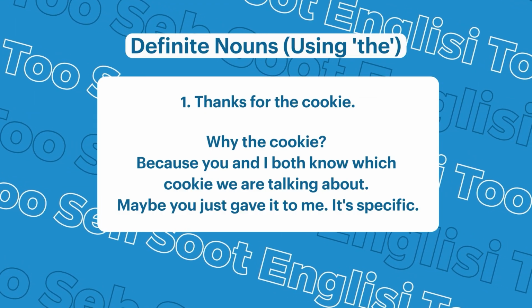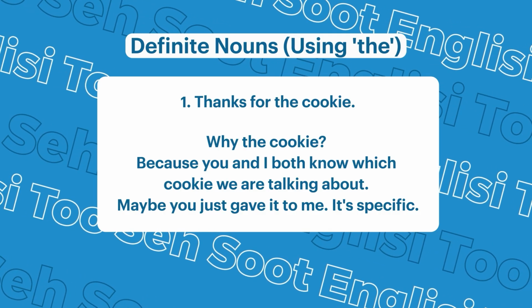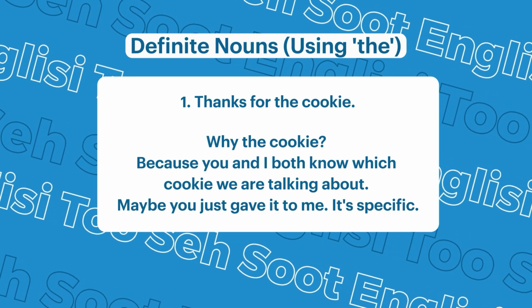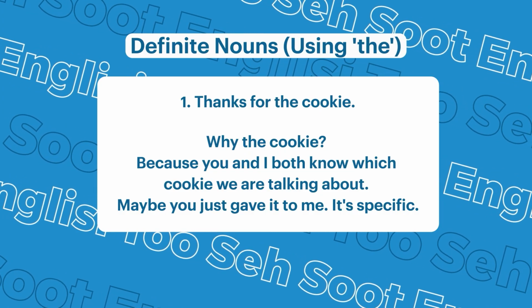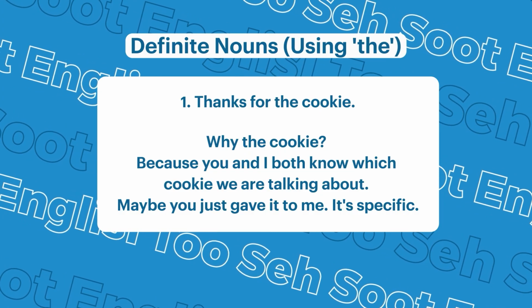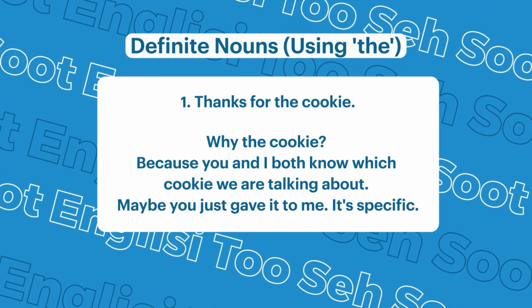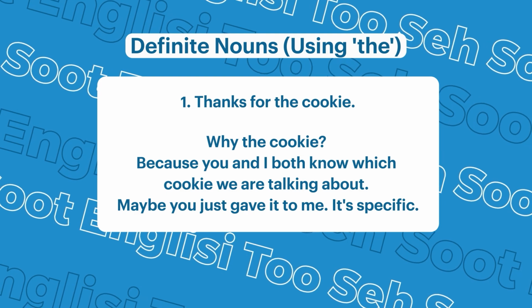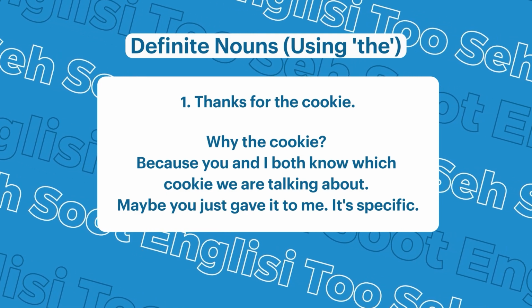Okay, let's look at the examples. First of all, thanks for the cookie. Why the cookie, not a cookie? Just imagine you gave me a cookie, okay? So in here, you and I both know which cookie we are talking about. It's not any cookie, okay? It's the cookie you gave to me. So here, cookie is specific.